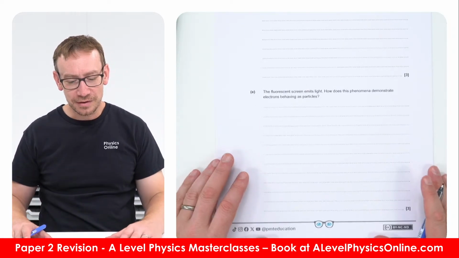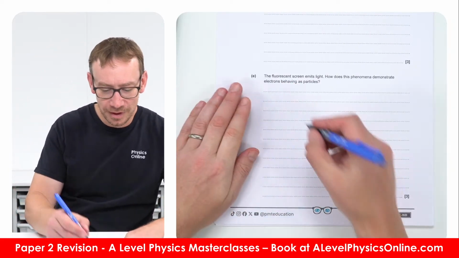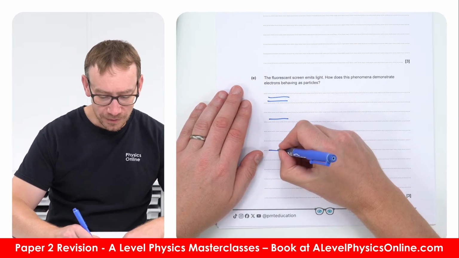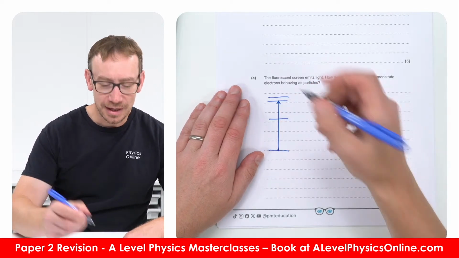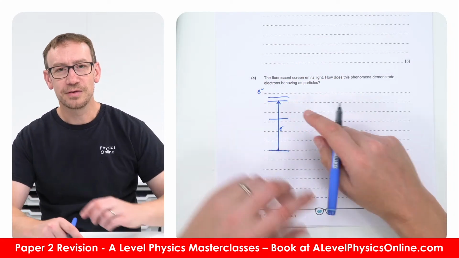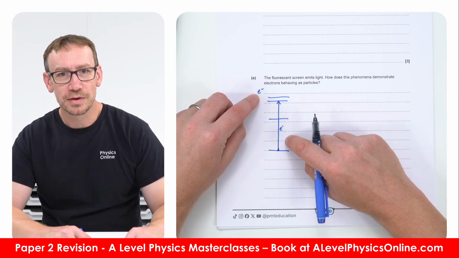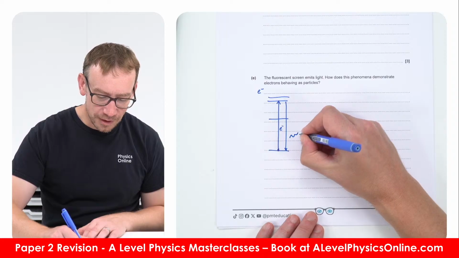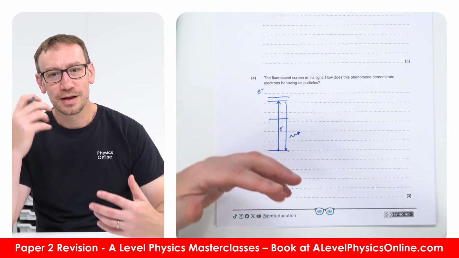Okay, the next part of the question says, the fluorescent screen emits light. How does this phenomenon demonstrate electrons behaving as particles? So just think about the electrons within that phosphor coating. If you've got an electron down here, it can be energized and move up to a higher energy level. And it does that when you've got an electron that's coming in, and that then gives this electron some energy. So you've got an electron interacting with one other electron, and therefore we've got this particle-like behaviour. And then as the electron goes back down in energy level, it then emits a photon at a certain frequency. Okay, so then we've got this particle-like nature of things.